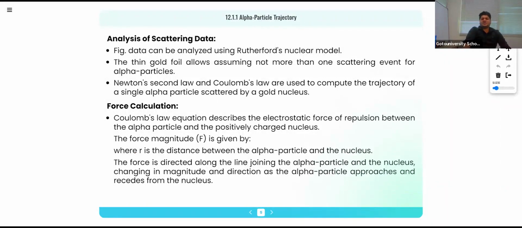The figure can be analyzed using the Rutherford nuclear model. The thin gold foil allows us to assume not more than one scattering event for an alpha particle. Newton's second law and Coulomb's law are used to compute the trajectory of a single alpha particle scattered by a gold nucleus. Coulomb's law describes the electrostatic force of repulsion between the alpha particle and the positively charged nucleus. The force magnitude is given by the equation, where r is the distance between the alpha particle and the nucleus. The force is directed along the line joining the alpha particle and the nucleus, changing in magnitude and direction as the alpha particle approaches and recedes from the nucleus.